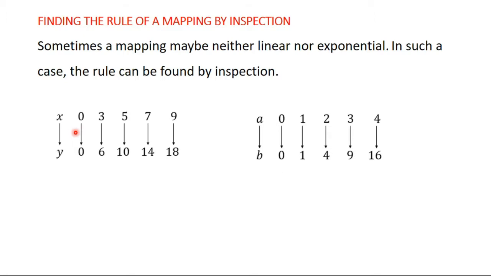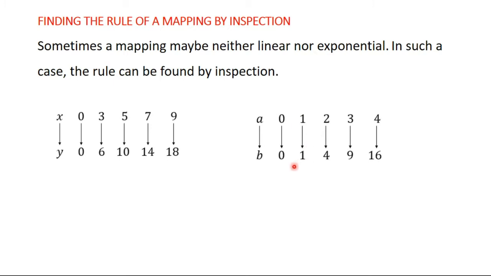Let's look at another one. So here, elements in the domain are described by A, elements in the codomain are described by B. Let's check here. You can see that between 0 and 1, the difference is 1. Between 1 and 2, the difference is 1. Between 2 and 3, the difference is 1. Between 3 and 4, the difference is 1. So here, the common difference between elements in the domain is constant.